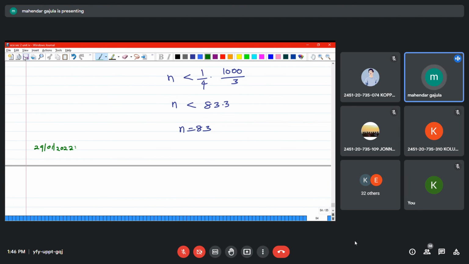This repeated probability will come close to the p, 1/2. So that is why it is also called the law of large numbers.